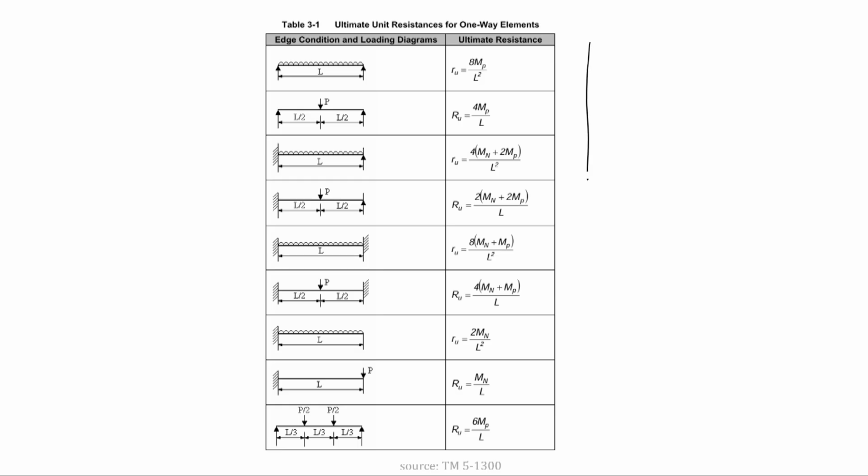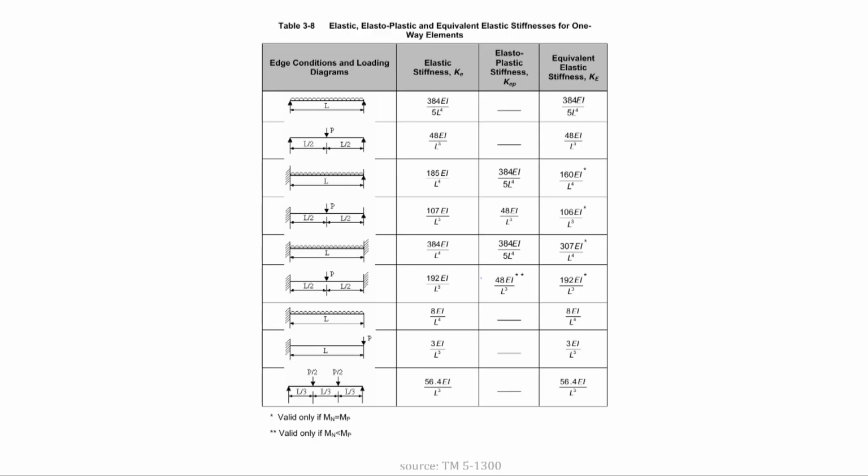So this is the chart that we were talking about. Depending upon the configuration of the beams, I can use the equation for the ultimate capacity. All these equations are present in TM5 1300 and UFC 3340. As per the appropriate conditions, the appropriate equations should be used. Again, for the different configurations, the equations for the elastic stiffness and the equivalent stiffness are also present.